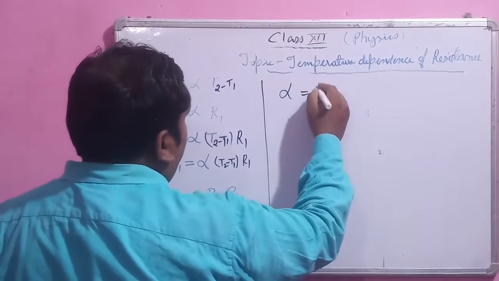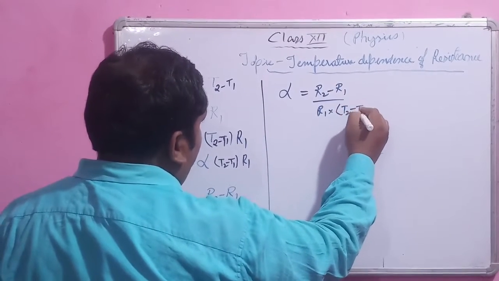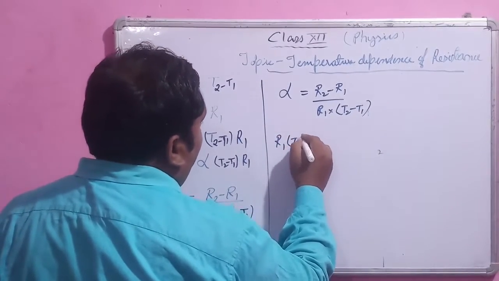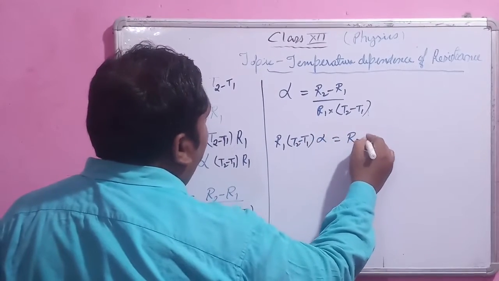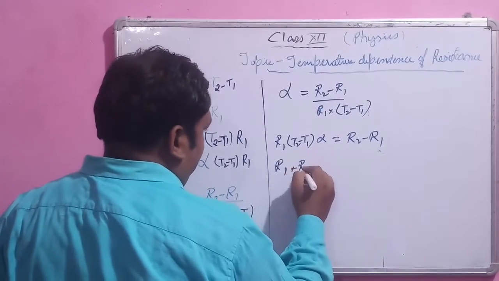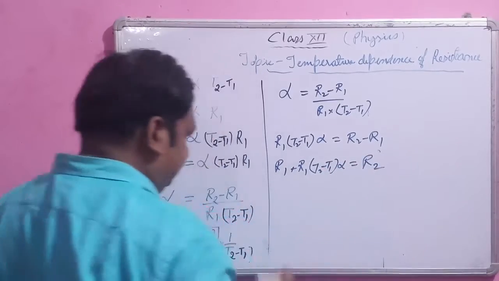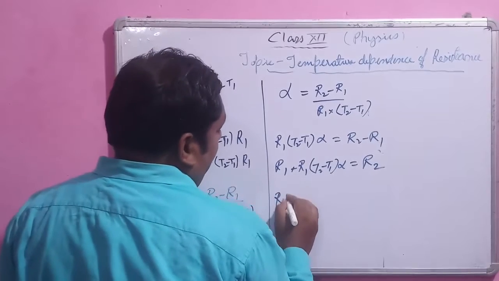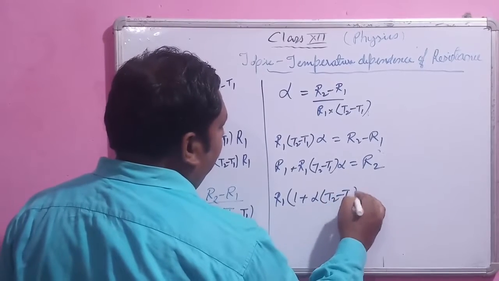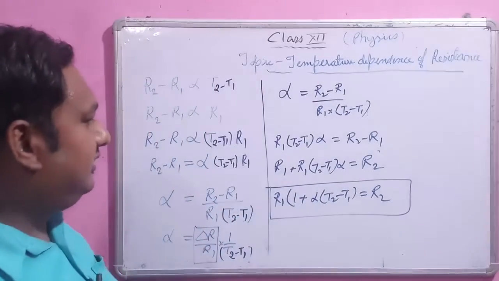Alpha equal to R2 minus R1 upon R1 into T2 minus T1. Cross multiplying it, R1 into T2 minus T1 into alpha equal to R2 minus R1. Send back R1 to the LHS. So R1 plus R1 into T2 minus T1 into alpha equal to R2, or take R1 common. So 1 plus alpha into T2 minus T1 equal to R2. That is the governing equation.